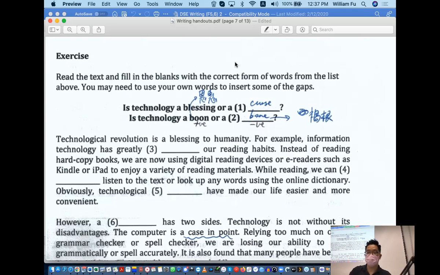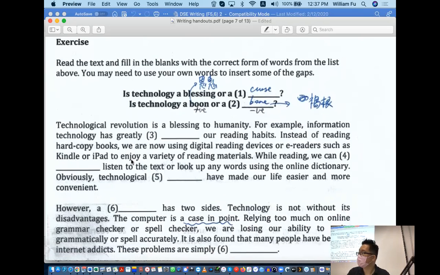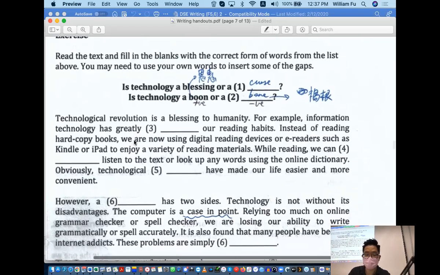Yeah, because for computer, for Mac, I don't know, Windows, we can highlight a text. You can change it into dictation mode. You can read it out aloud. Yes, yes, but not very good. Okay, all right. Yes, I'll show later. But this is a scanned passage. Okay, so I can't at the moment. Listen to a text or look up any words using the online dictionary.